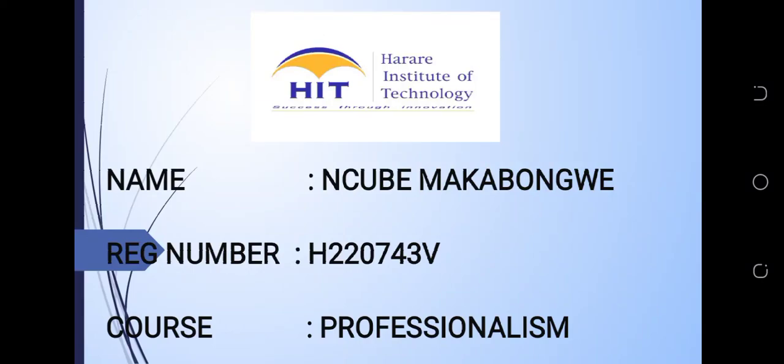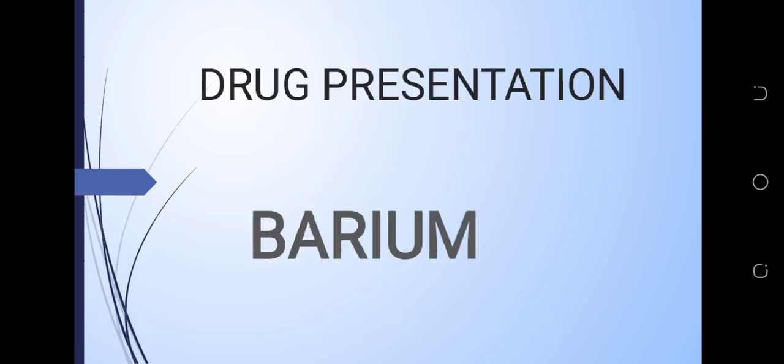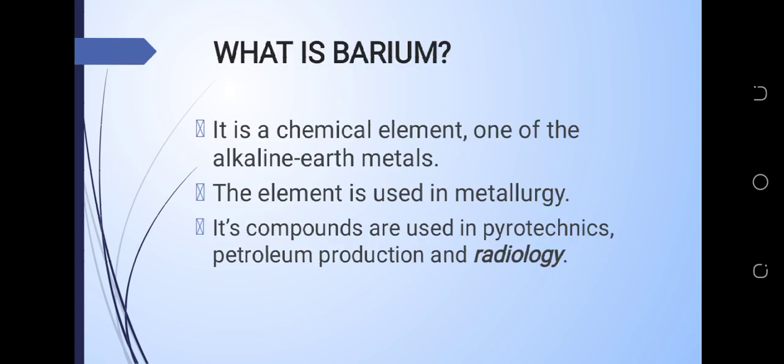I am Magabong Ngube, and today I am going to be presenting on barium as a drug. Just to begin with, we have to know what barium is. From the chemistry that we all know, barium is a chemical element, one of the alkaline earth metals. The element is used in metallurgy, which is just the production of metal, and its compounds are used in pyrotechnics, petroleum production, and in radiology, which is what we are most concerned with.